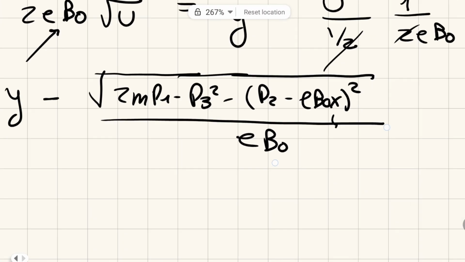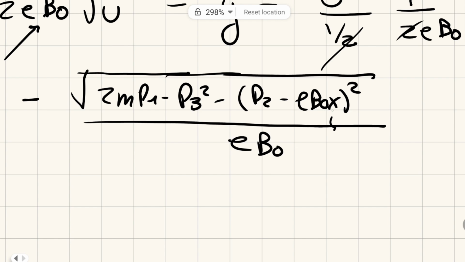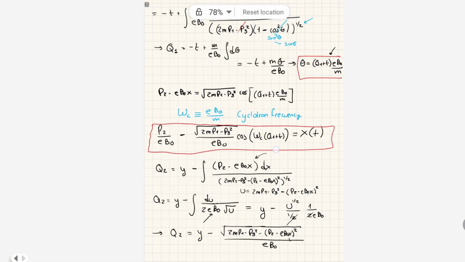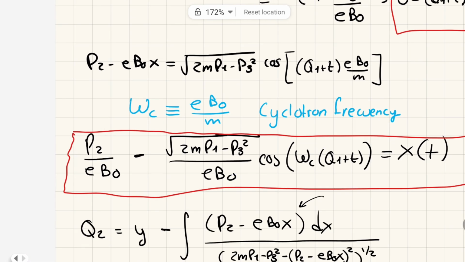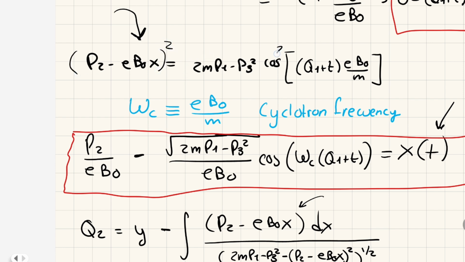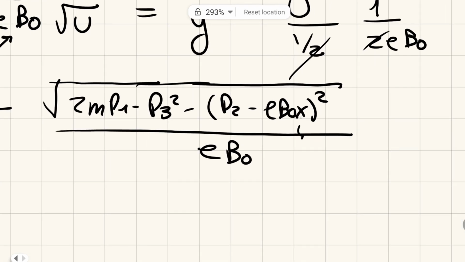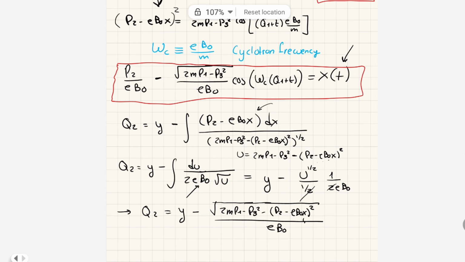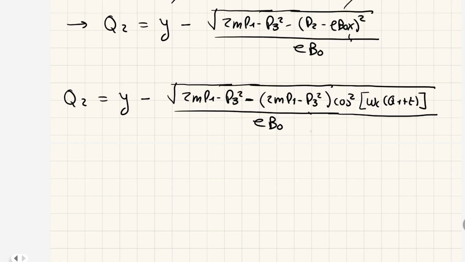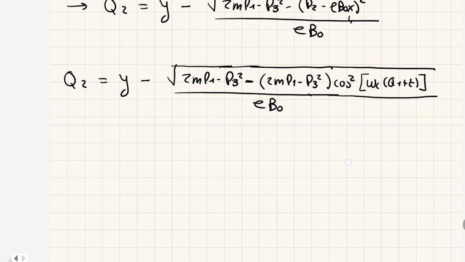What you can notice here is that we have an element P2 minus eB0x squared. If you remember the solution that we found for x, it is this one, right? But it came from this other expression that we have. So we need to raise this to the second power, and then that will cancel this square root and raise this cosine to the second power. That means the element that we have here can be substituted with this expression. So let me do that. Okay, this is what we will get if we make this substitution.